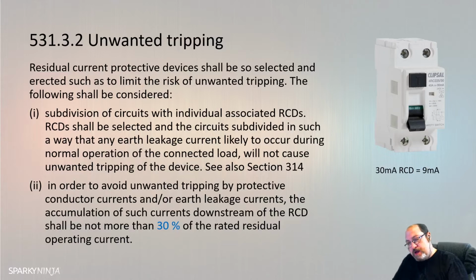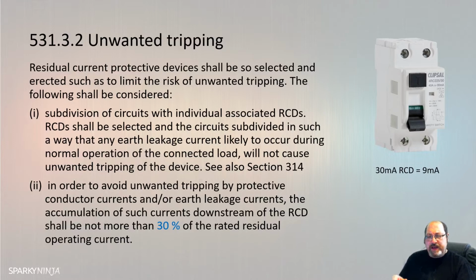So, residual current protected devices shall be selected and erected such as to limit the risk of unwanted tripping. The following will be considered. Subdivision of circuits to individual associated RCDs. These shall be selected and their circuits subdivided in such a way that any earth leakage current likely to occur during normal operation of the connected load will not cause unwanted tripping of the device.